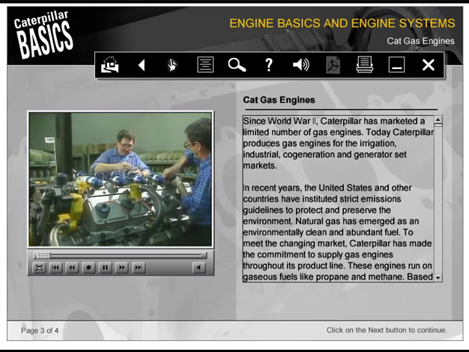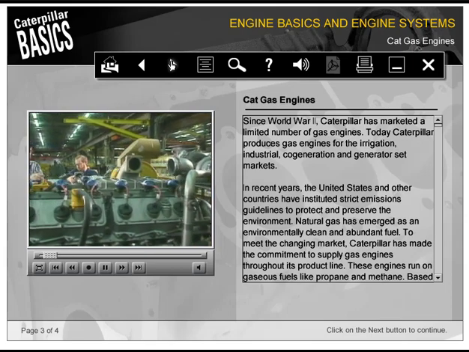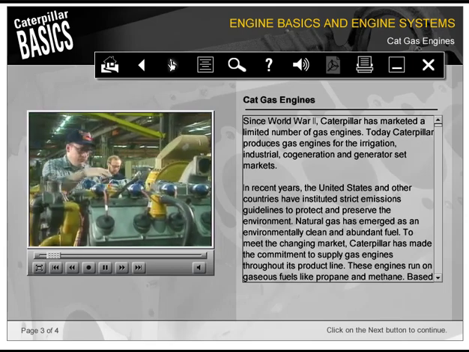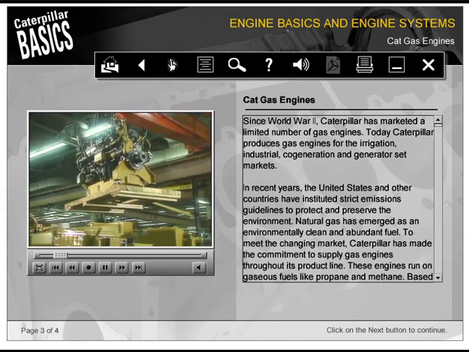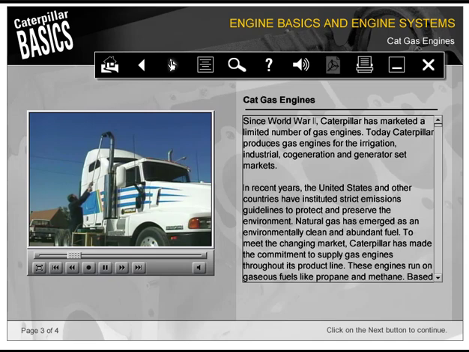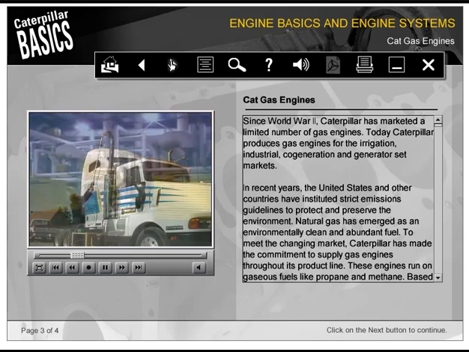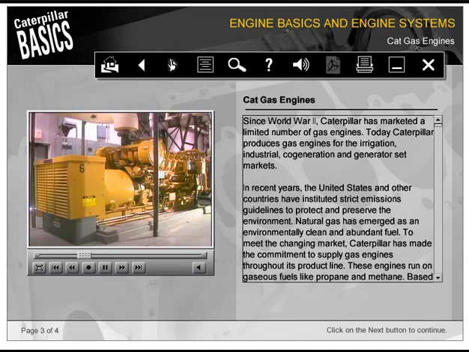Since World War II, Caterpillar has marketed a limited number of gas engines. Today, Caterpillar produces gas engines for the irrigation, industrial, cogeneration, and generator set markets. In recent years, the United States and other countries have instituted strict emissions guidelines to protect and preserve the environment. Natural gas has emerged as an environmentally clean and abundant fuel.